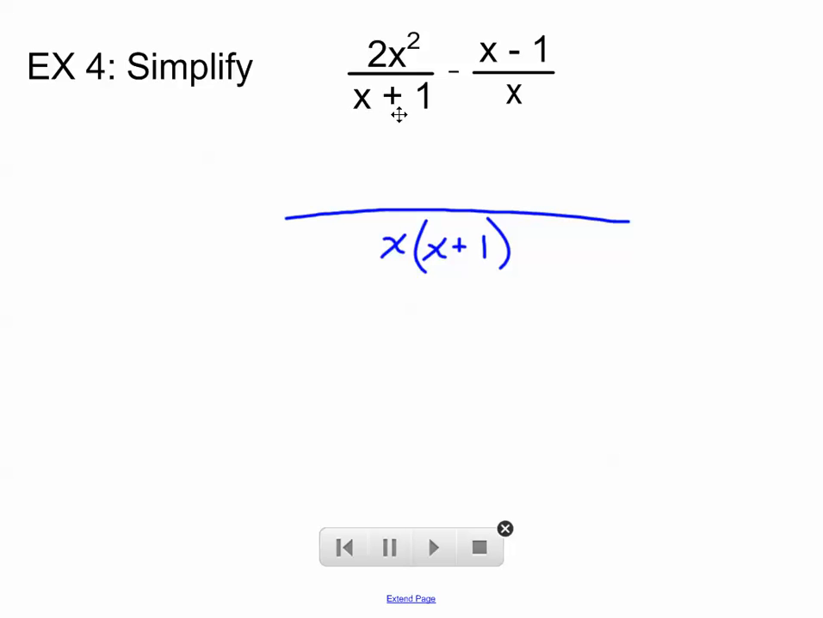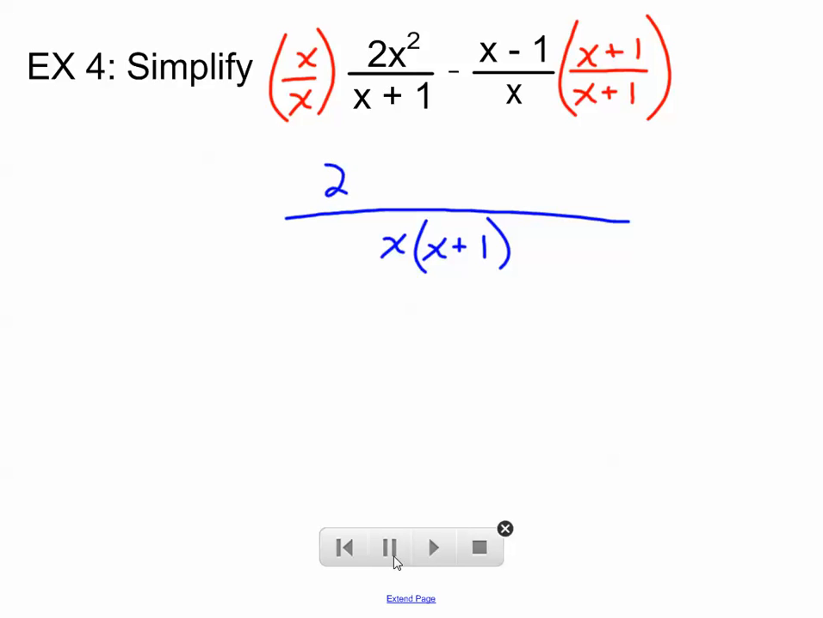So how can we get the x onto this x plus 1? We'll multiply by x over x. And how can we get the x plus 1 down here? We'll multiply by x plus 1 over x plus 1. So x times x plus 1 is x times x plus 1, and the same on the other. On the top, x times 2x squared is 2x cubed. On the bottom, remember it's subtraction, x minus 1 times x plus 1.